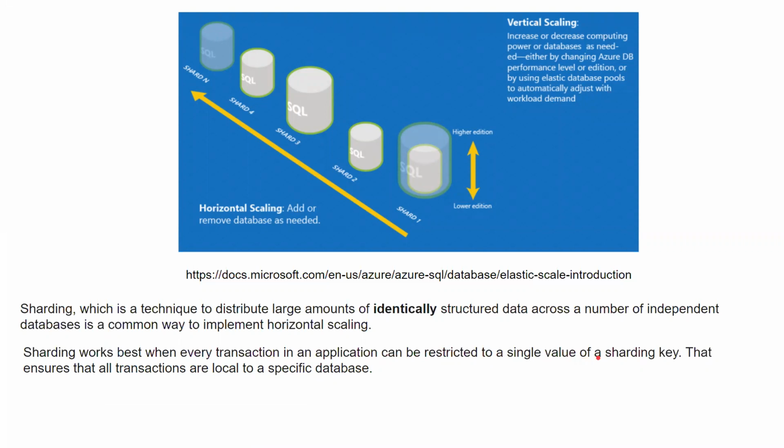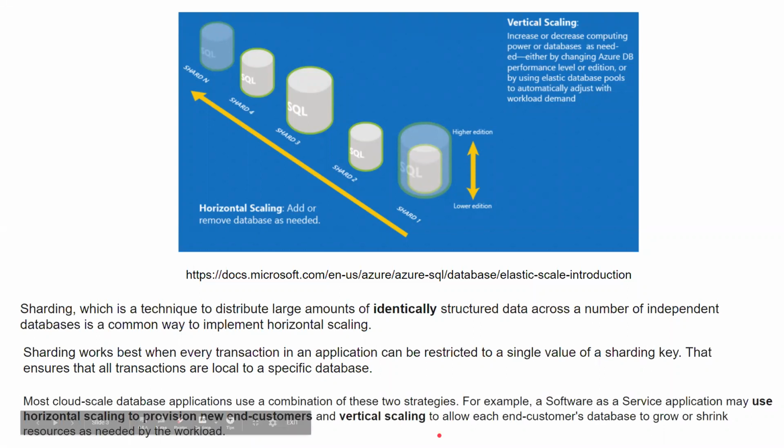This was an interesting point: most cloud-scale applications use a combination of two strategies, horizontal scaling and vertical scaling. When you get new customers, you can have horizontal scaling. One of the simplest ways, not necessarily the best, is to have one shard for every customer. And then vertical scaling to grow that shard by adding more resources to it, like the premier tier and all those different levels.